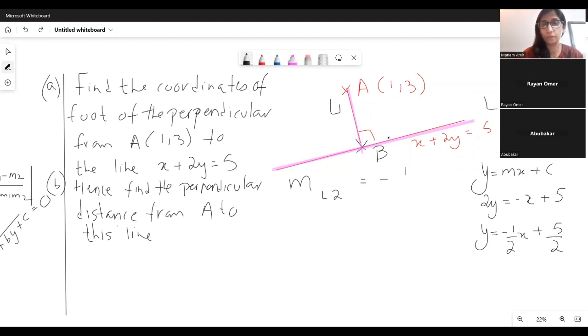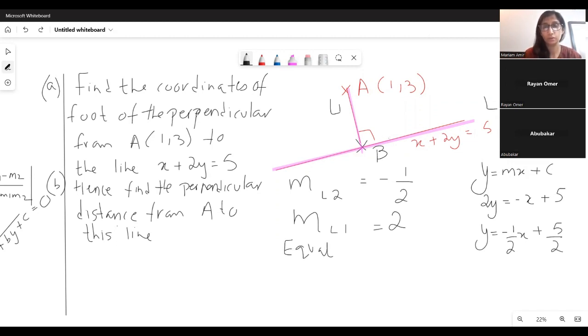So the slope for L2 is minus half, and hence the slope for L1 would be the negative reciprocal of that. Negative reciprocal of minus half would be... 2. Yes, that would be 2. So we know the slope of L1 now, that is 2. Can we find the equation of line AB or line L1?